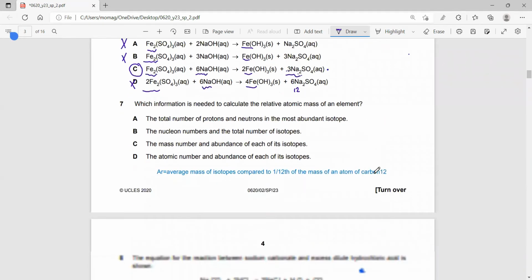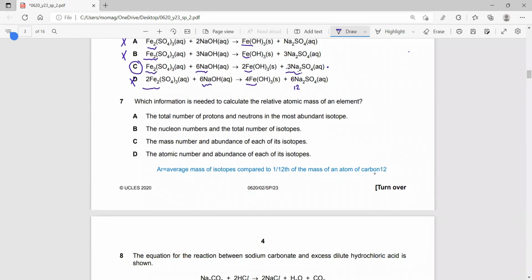Question 7 is a definition. If you memorize, if you recall this definition of Ar, you can easily go for the correct option. To determine Ar, we need the isotopes, the mass of the isotopes, and we need the abundance or the percentage of each isotope. So by definition, option C is correct.